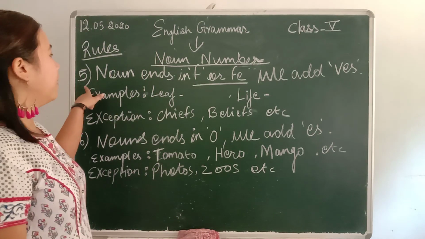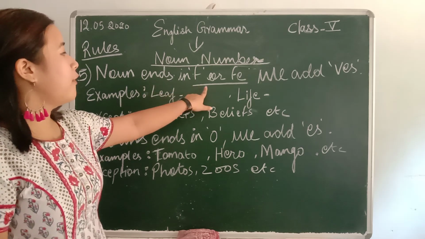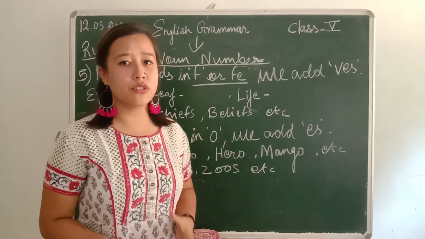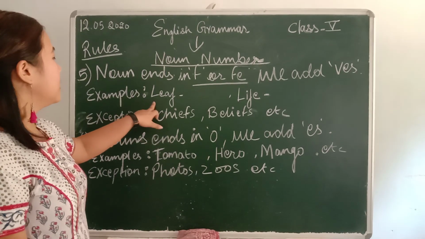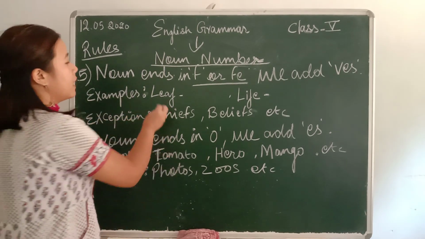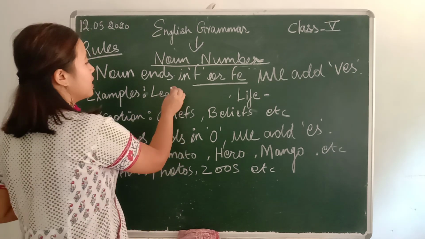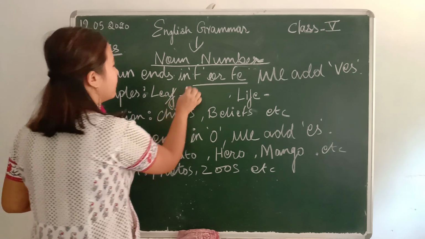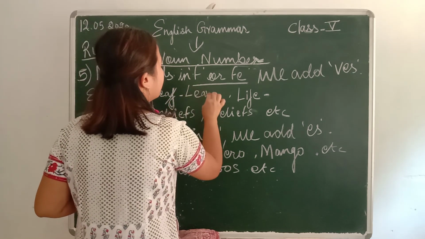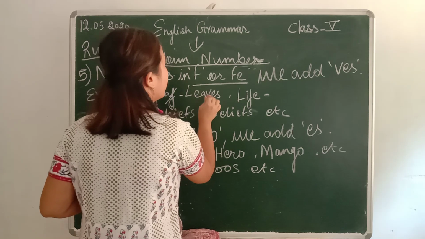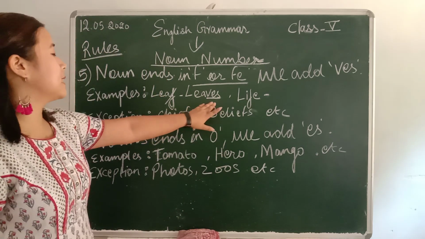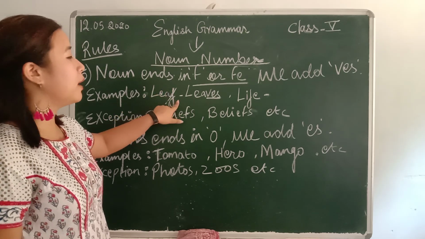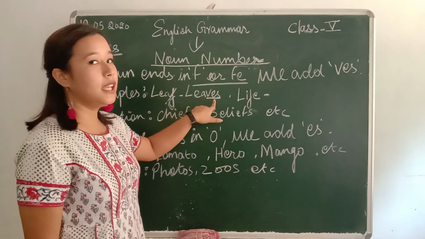So rule number 5: nouns in F or FE, we add VES. There are many words in English, right? One of the words, for example, is LEAF. LEAF ends with which letter? F. So what do we have to put instead of F? L-E-A-V-E-S. So we have to put V-E-S. If a word ends with F, then what we have to put is V-E-S.